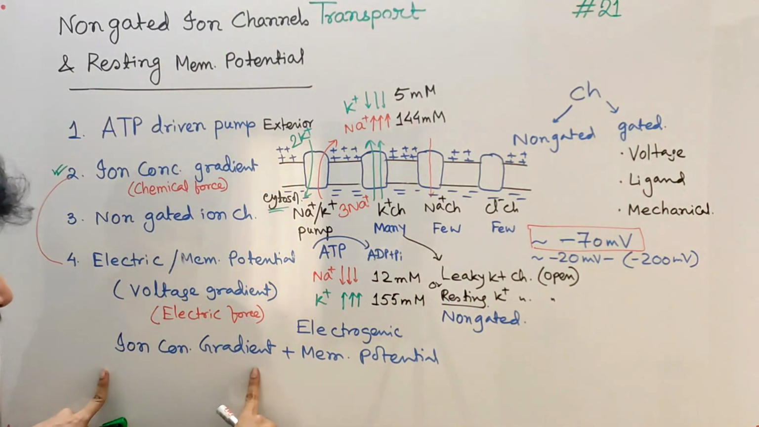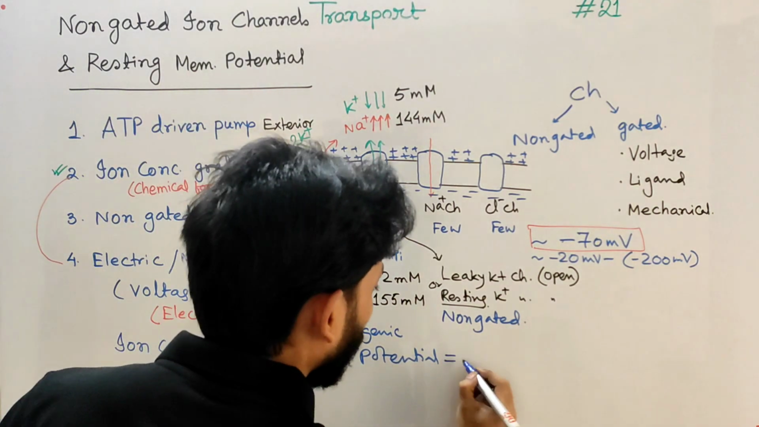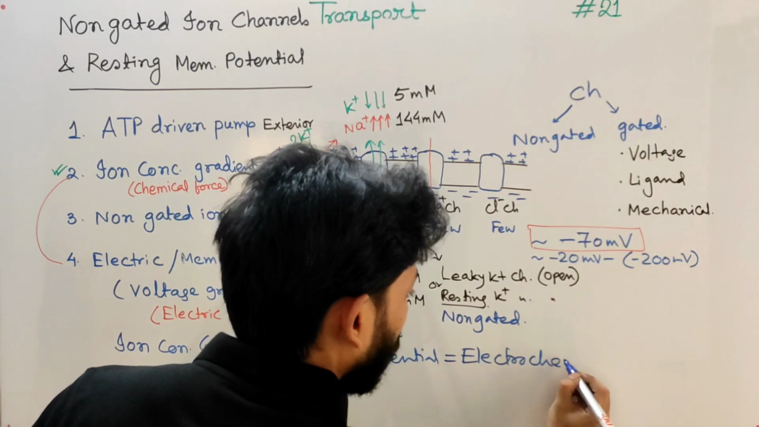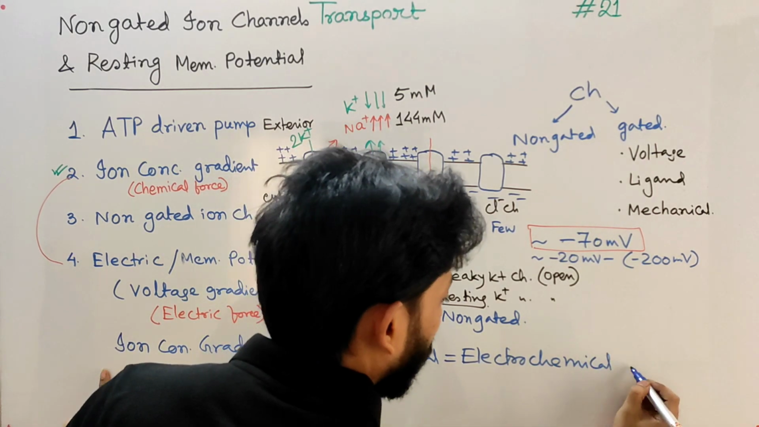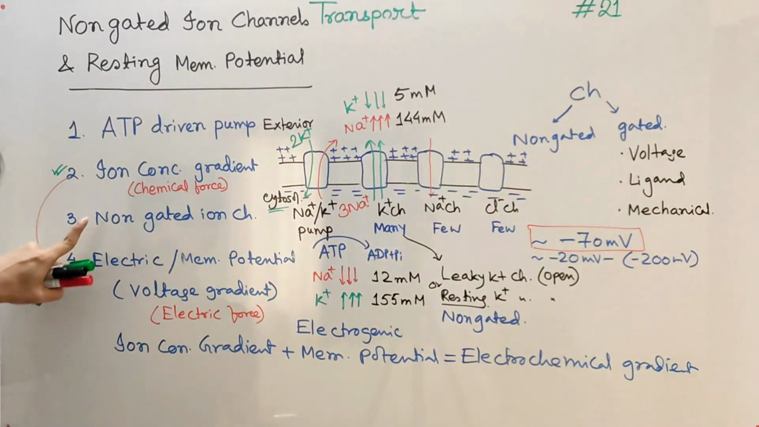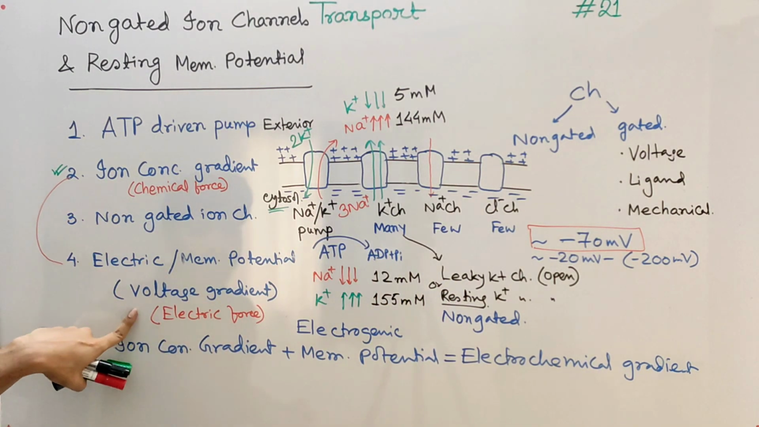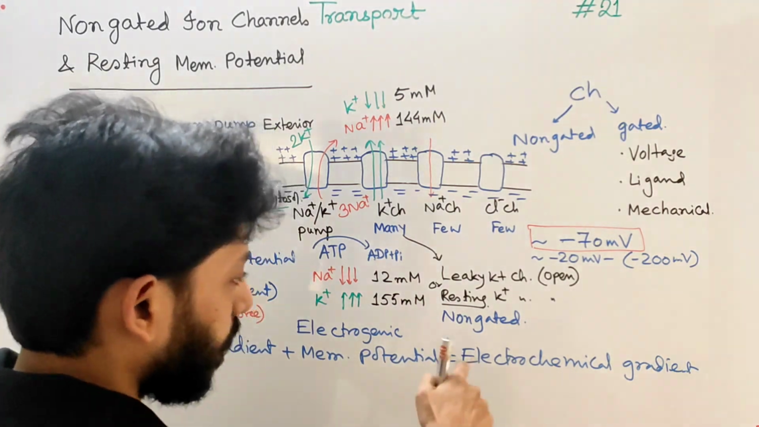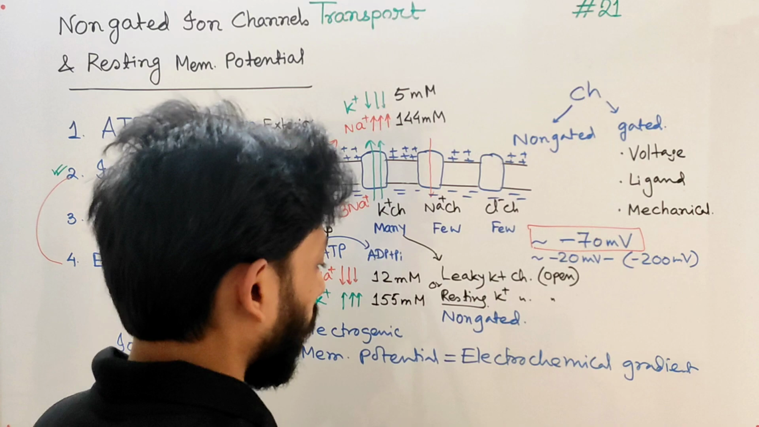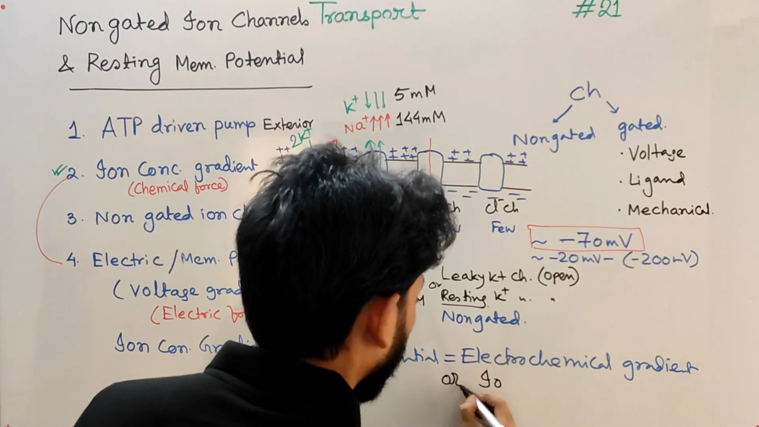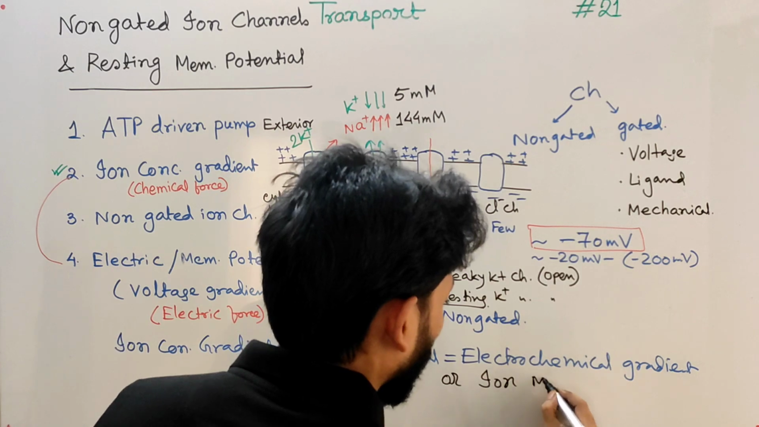So when the ion concentration gradient and the membrane potential combine, we call it the electrochemical gradient. So here two forces work together, the chemical force and the electric force, driving the transport of ions. This electrochemical force is also called the ion motive force.